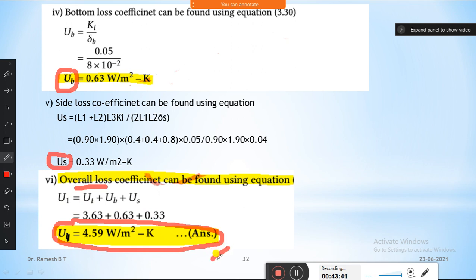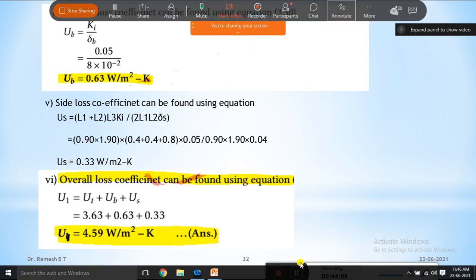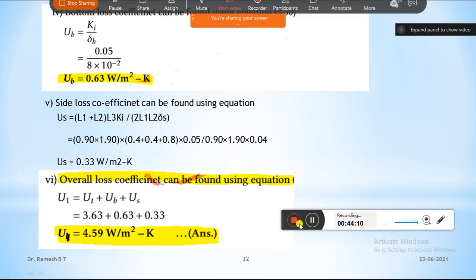So this is how we find the total overall heat loss coefficient by individually finding the top, bottom as well as side. All these equations we already have. By substituting them with the given data, we will get the final answer. This type of problem you will get in the examination. Okay, in the next class we will continue.